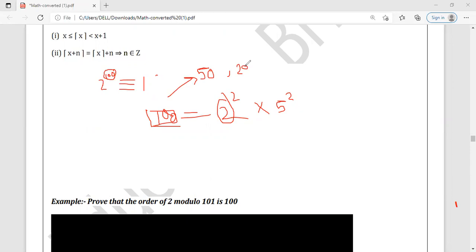Now see, if I can prove that 2 to the power 20 and 2 to the power 50 are not congruent to 1 mod 101, then I am done with my proof to show that 100 is the least possible value such that 2 to the power 100 is congruent to 1 mod 101. You can easily show that 2 to the power 50 and 2 to the power 20 are not congruent to 1 mod 101.